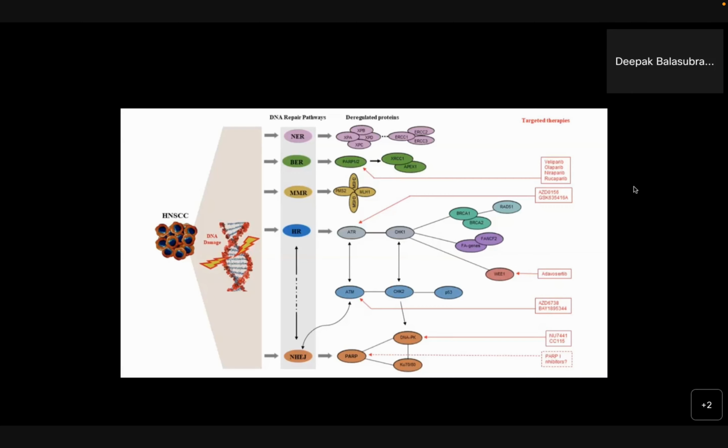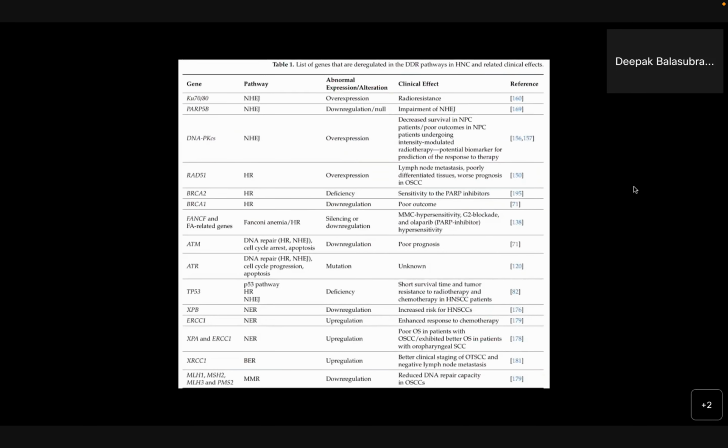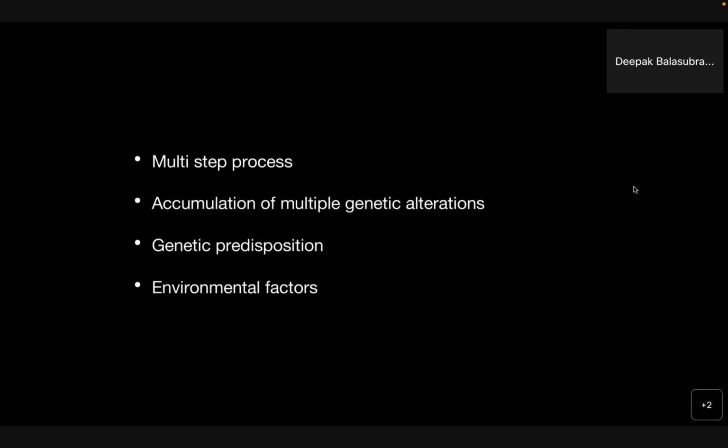So even tumor DNA damage and DNA damage to cell death, those pathways can also be altered in squamous cell carcinoma, and these can be blocked by using targeted therapies. These are some of the dysregulated genes in the DNA repair mechanisms. You see that they have different clinical effects. All of these can be blocked by using targeted therapies or can be upregulated to enhance the response to chemotherapy. But most of them are downregulated, and you can actually block these by using targeted therapy.